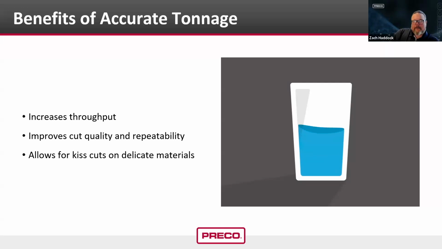We gain throughput, and you'll see the graphic there of the cup of water filling up and down. Everybody's probably asking themselves, what is this? Think of it in terms of this. Let's say that cup represents a 40-ton press, and the filling of the water is the building of the tonnage.